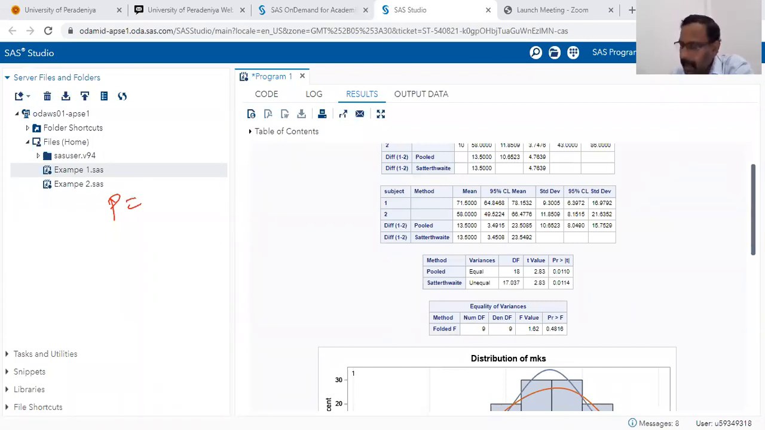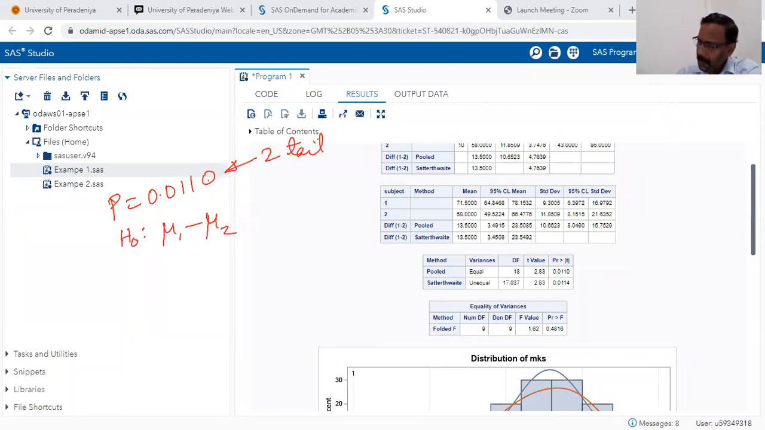So what is the value? 0.0110. This is for two-tail. Now let's say my null hypothesis is mu1 minus mu2 equals 0, and the alternative is mu1 minus mu2 not equal to 0. So I said subject 1 is a biology subject.